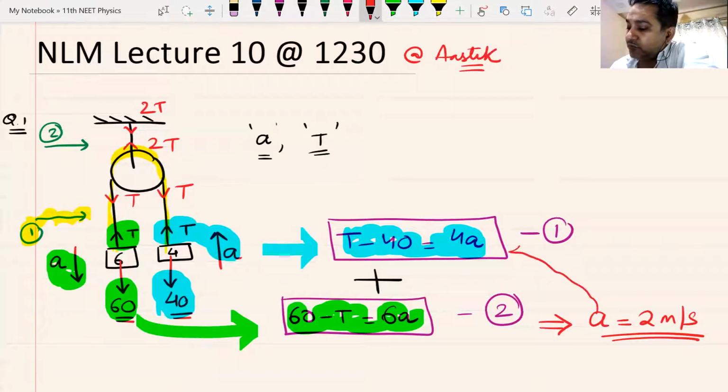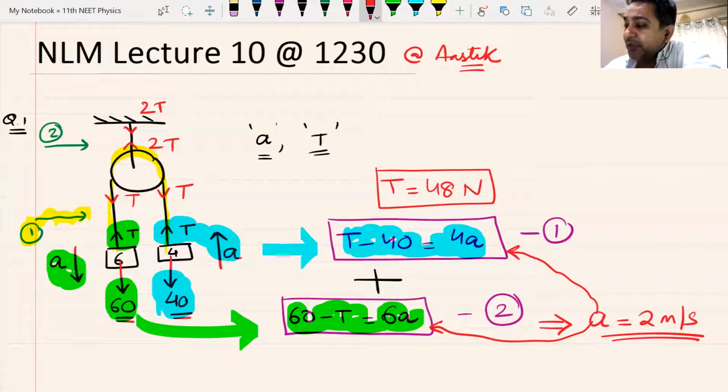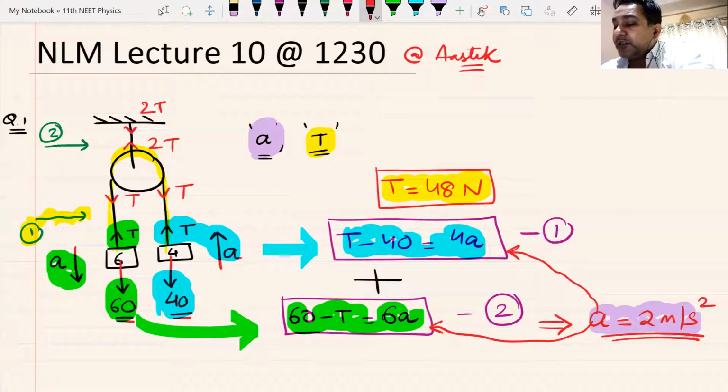After you get a as 2, you can put it here or you can put it here, and you can get the value of T. What is the value of T, Niharika? It's 48. That is correct, 48 newtons. That becomes your tension. Tension is 48 newtons and acceleration is 2 meter per second. I have written it must be second square. These are the answers that we were looking at.